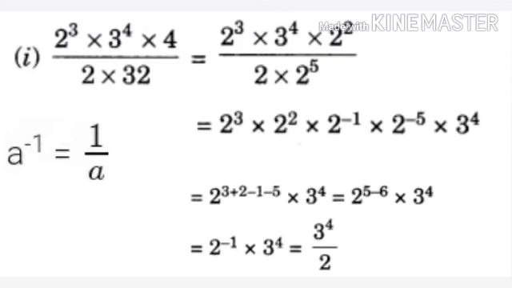You can see that the bases are equal, so we have to add the powers. We get 2 raised to the power 3 plus 2 minus 1 minus 5, which is equal to 2 raised to the power 5 minus 6, which is equal to 2 raised to the power minus 1 into 3 raised to the power 4. We can write it as 3 raised to the power 4 upon 2, because 1 upon a is equal to a raised to the power minus 1. So we can write 2 raised to the power minus 1 as 1 upon 2. So 3 raised to the power 4 upon 2.